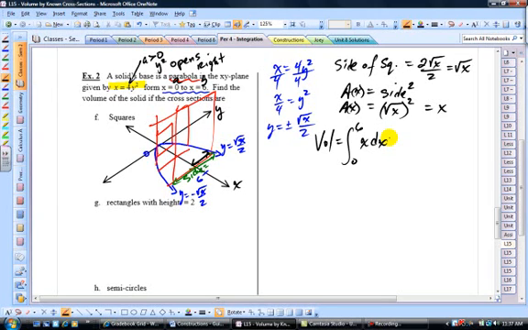Okay. And this one's pretty simple to integrate. Go ahead and work ahead of me. So let me see, x squared divided by 2, evaluated from 0 to 6. What are you guys coming up with? 18. Okay, 36 divided by 2, 18. 18 what? Units cubed, or cubic units. There you go.